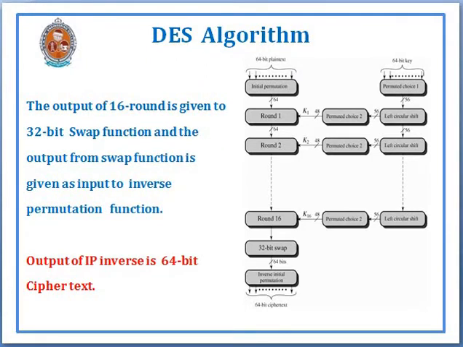The output of 16th round is given as input to 32-bit swap function, and the output from swap function is given as input to inverse permutation function. The output of IP inverse is 64-bit ciphertext. And on the right hand side of the screen we have the key generation process. From the original 64-bit key we have to generate 16 subkeys, each of length 48 bits, and these subkeys are supplied to each round.